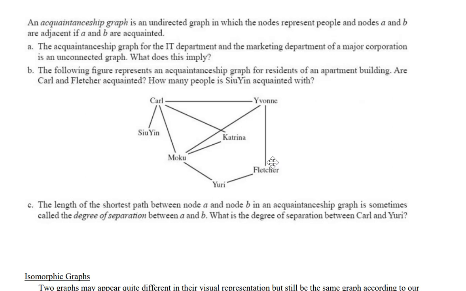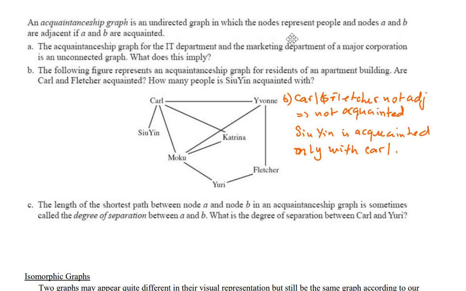And for B, the following figure represents an acquaintanceship graph for the residents of an apartment building. Now the question: are Carl and Fletcher acquainted? Here is Carl and here is Fletcher. There is Ivan between them. Or you could go this route, Moku, Yuri, and then Fletcher. So what can we say? Carl and Fletcher are not adjacent, and therefore Carl and Fletcher are not acquainted. And for the second part of the question, Ying is acquainted only with Carl.